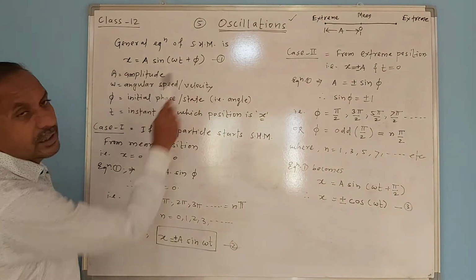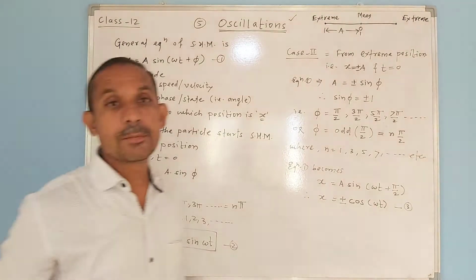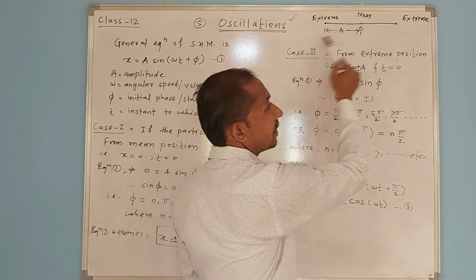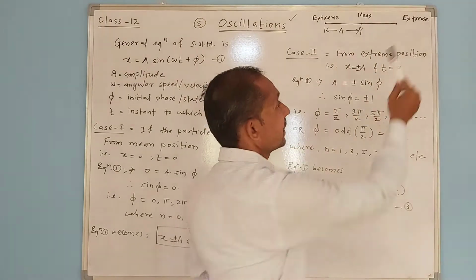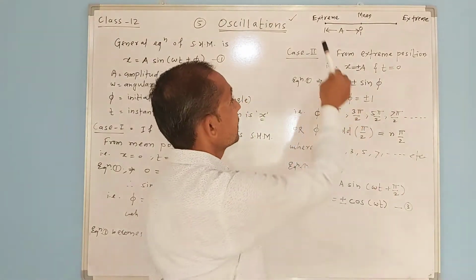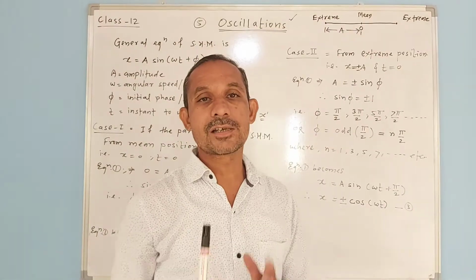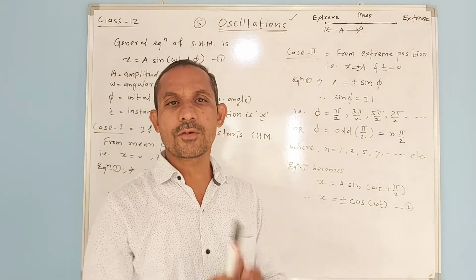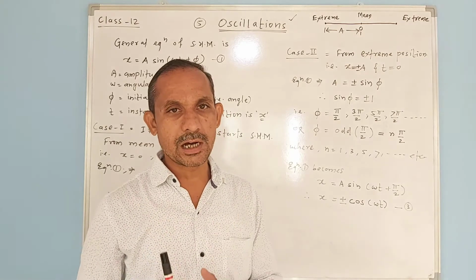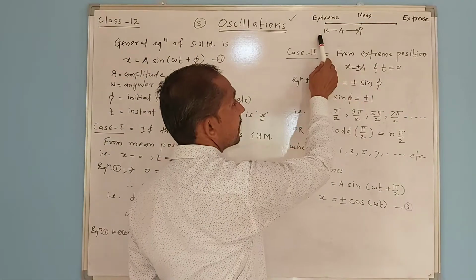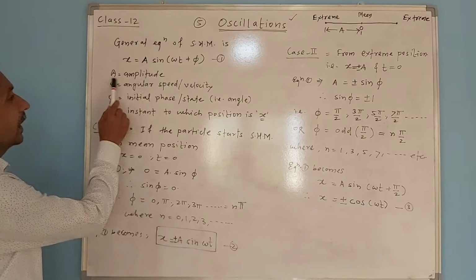In this equation, x is the displacement, and a means the amplitude. What is meant by amplitude? As we know, this is the simple harmonic motion. In this motion, this is the mean position, and this is one of the extreme positions, and this is the other extreme position. The distance of one of the extreme positions from the mean position is called the amplitude of the simple harmonic motion. This distance is indicated by A, and it is called the amplitude.